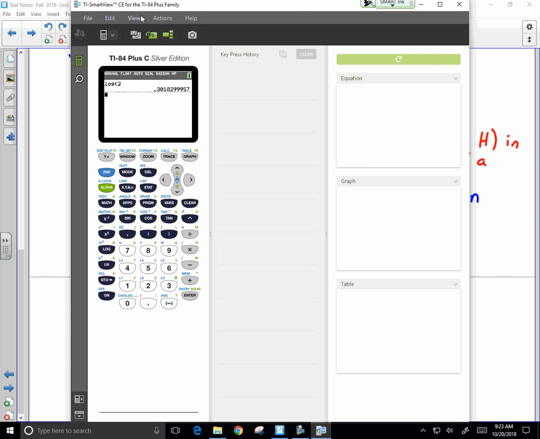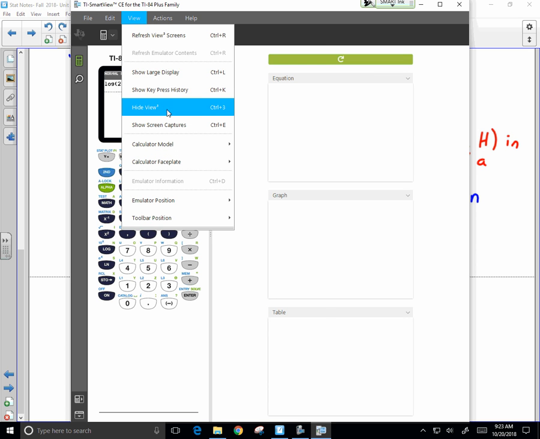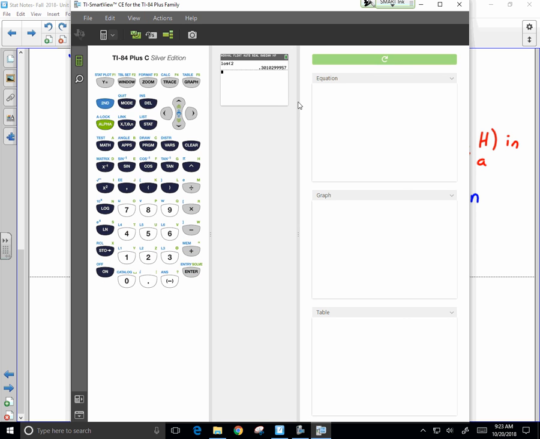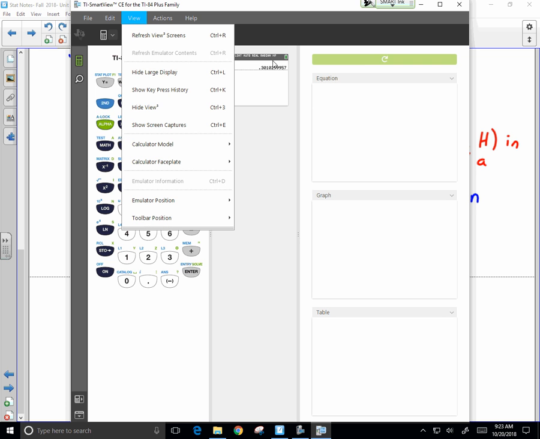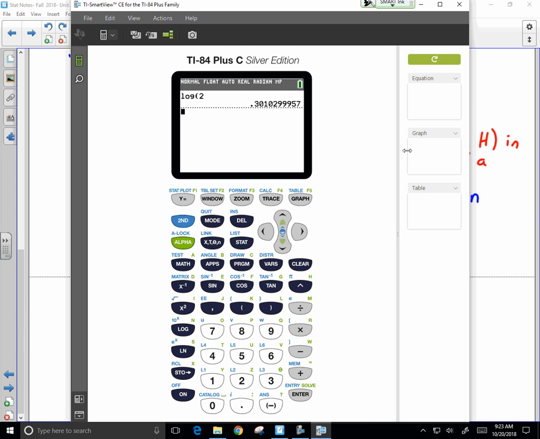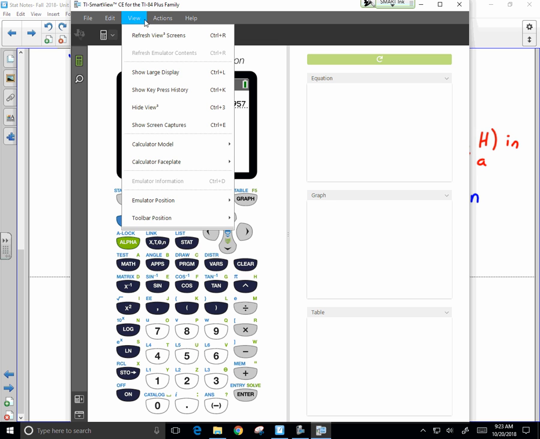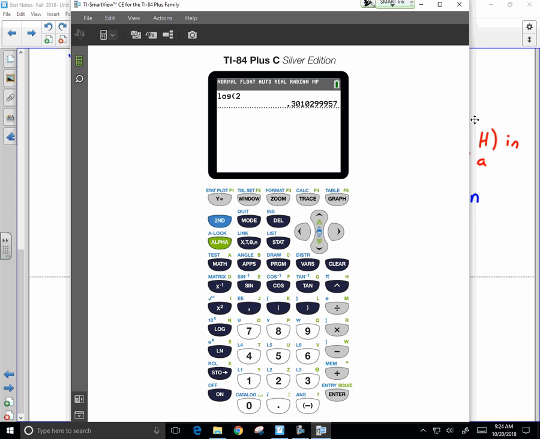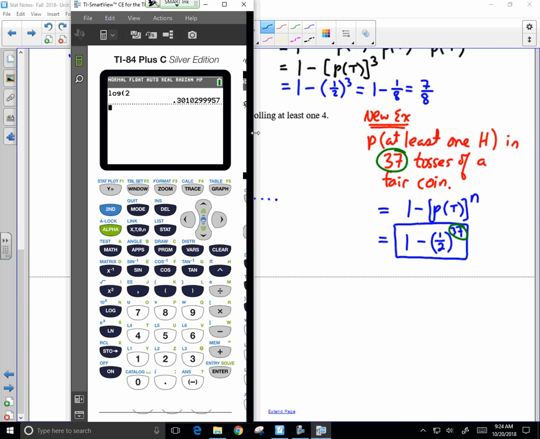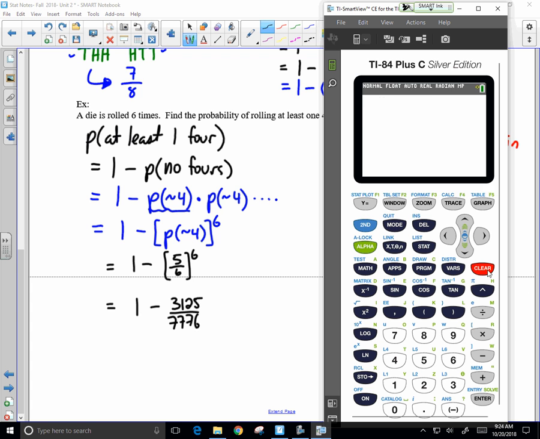For those of you who are the opposite of tech savvy, I don't know what that is. I got rid of the key press history. All right, well, that's not helpful. Okay, apparently that's view cubed for whatever reason. All right, let's see how wrong I was.